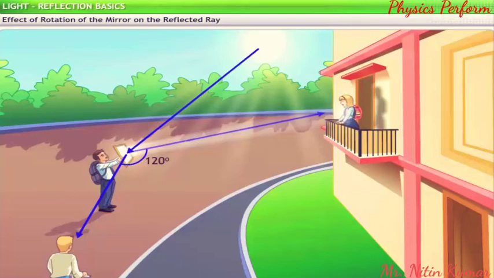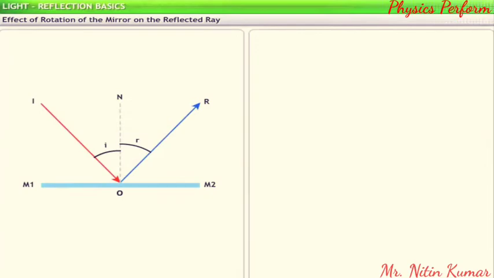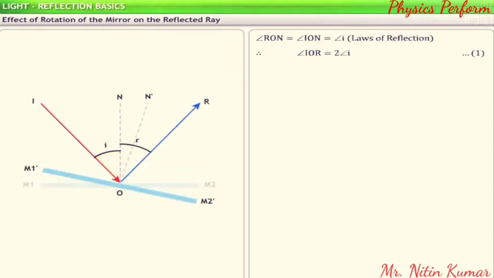To solve this problem, let us see what happens to a reflected ray when a mirror is rotated through an angle. Consider a ray of light IO incident on a plane mirror in position M1M2, such that OR is the reflected ray and ON is the normal. Therefore, based on the laws of reflection, angle RON is equal to angle ION, which is the angle of incidence I. Therefore, angle IOR is equal to twice the angle of incidence.